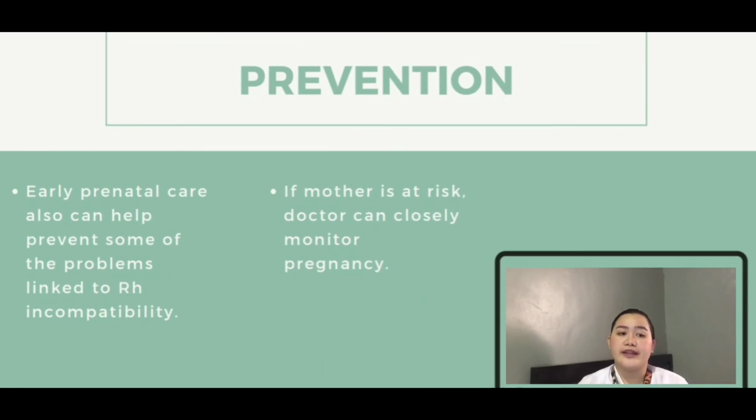Early prenatal care can also help prevent the problems linked to Rh incompatibility. For example, the doctor can find out early whether the mother is at risk for the condition. If the mother is at risk, the doctor can closely monitor the pregnancy, watch for signs of hemolytic anemia in the baby, and provide treatment as needed.